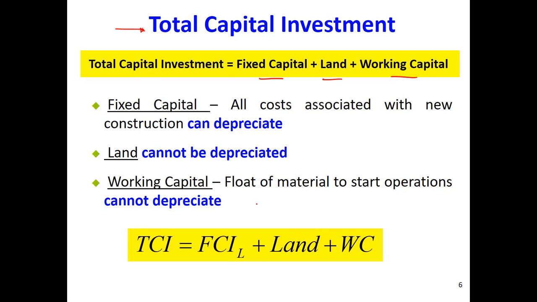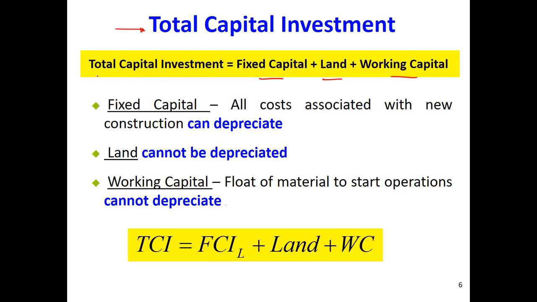Working capital, float of material to start the operation, usually cannot get depreciated. So float of materials, let's say you need to buy computers, or some stationery for the office, some office stuff. Those are materials that are usually consumable and don't depreciate, or even if they depreciate, the depreciation is not too much.